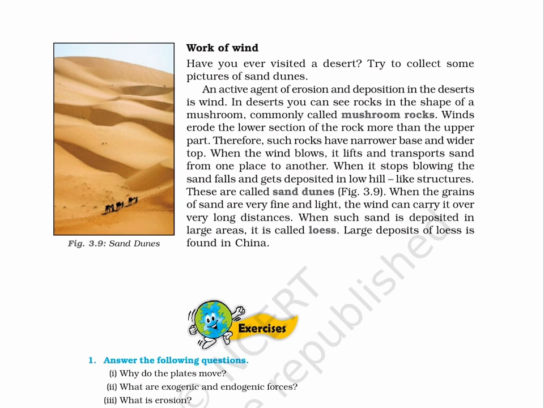When the wind blows, it lifts and transports sand from one place to another. When it stops blowing, the sand falls and gets deposited in low hill-like structures. These are called sand dunes. When the grains of sand are very fine and light, the wind can carry them over very long distances. When such sand is deposited in large areas, it is called loess. Large deposits of loess are found in China. On the left side, we have the picture of sand dunes.